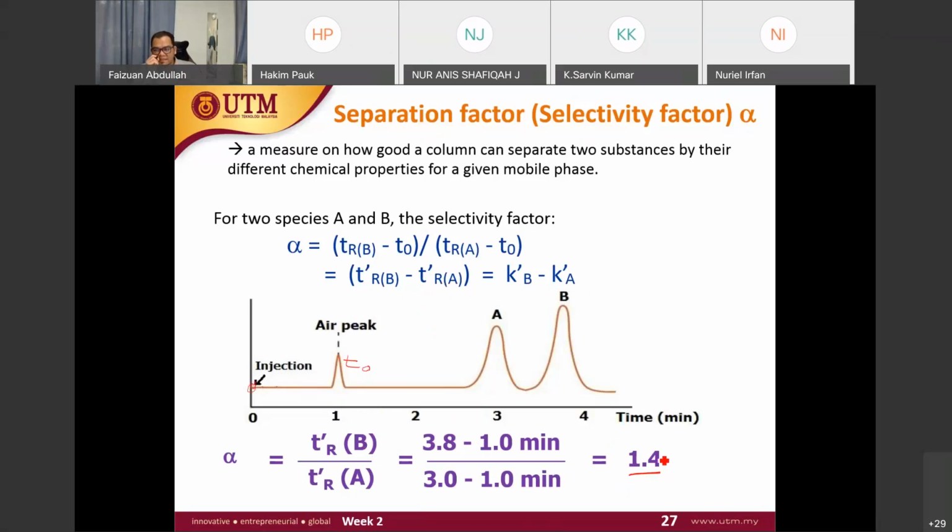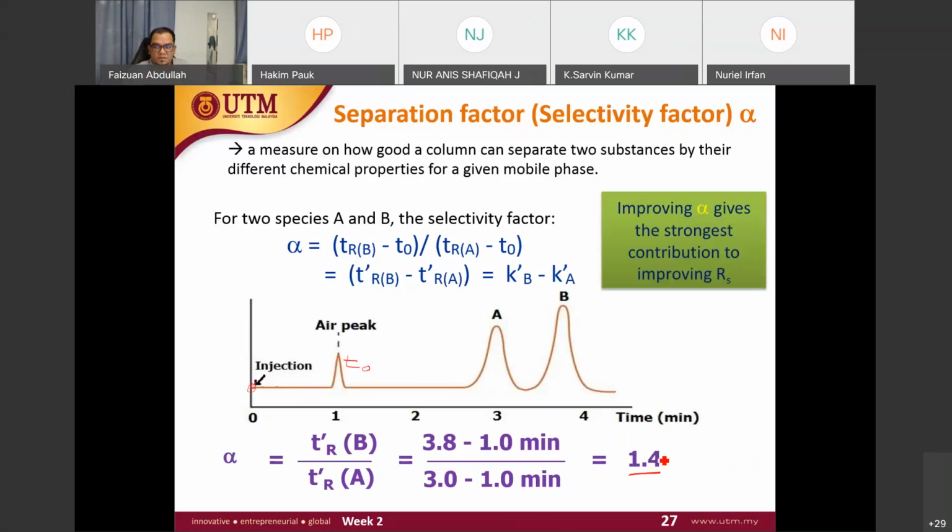So there is the selectivity factor, a measure of how good a column can separate two substances by their different chemical properties for a given mobile phase. Then improving alpha gives the strongest contribution to improving RS. Understood? My slide is not moving.